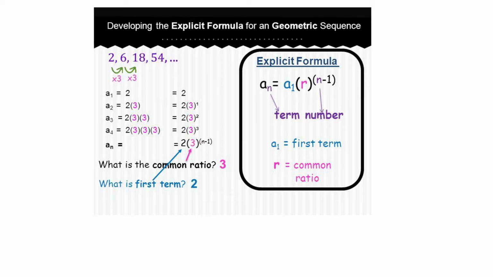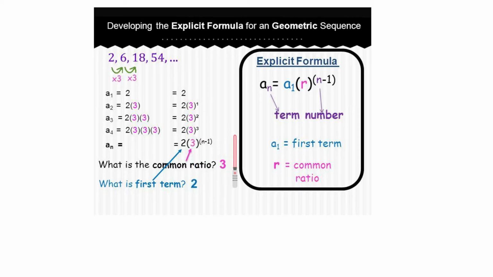If we are writing a formula for this, we could figure out the nth term of the sequence by applying our first term, which was 2, times the common ratio, all to the n minus 1. If we were trying to find the 20th term, n minus 1 would be 19, and we would get our answer.